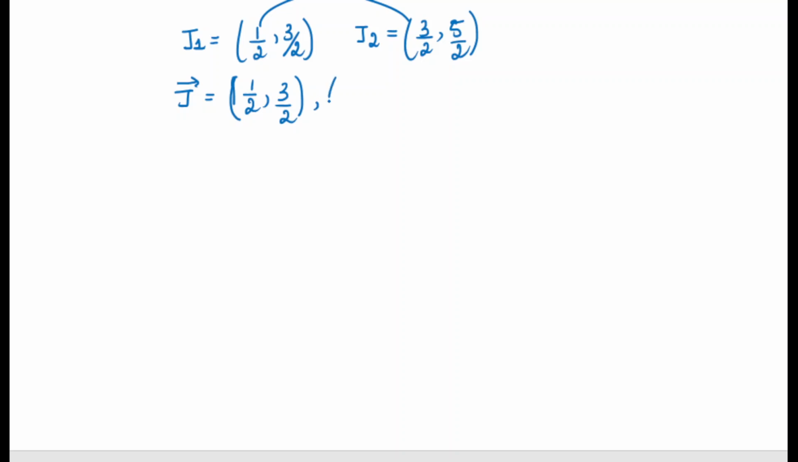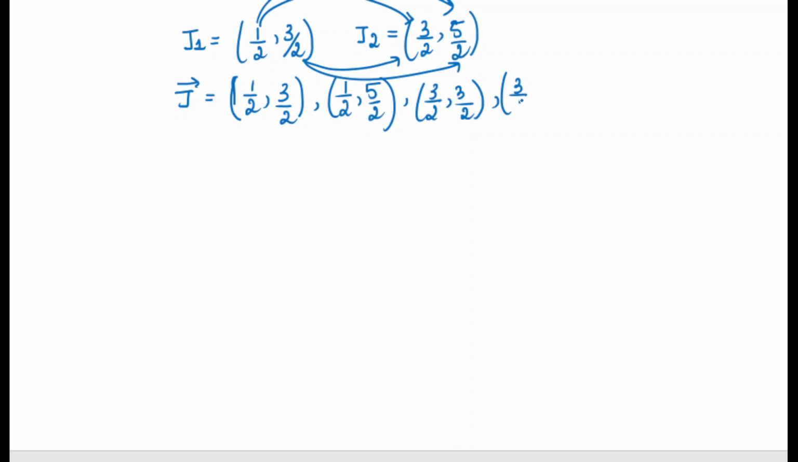One more J value will be half and 5 by 2. One more will be 3 by 2 and 3 by 2. And one more will be 3 by 2 and 5 by 2. So we have four sets of values: 1 by 2 and 3 by 2, 1 by 2 and 5 by 2, 3 by 2 and 3 by 2, and 3 by 2 and 5 by 2.